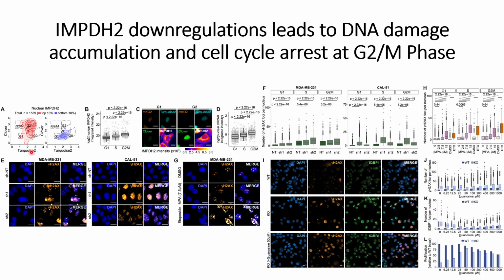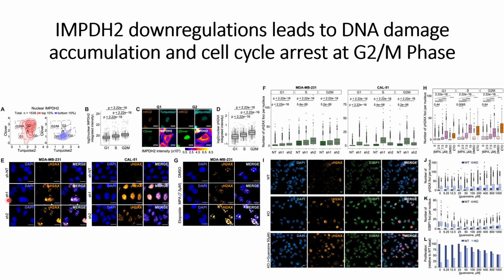Thereafter, they wanted to check. So far in panels A, B, C, and D, they do not knock down IMPDH2. So it is just the inherent characteristics of the breast cancer cells, that have more DNA damage properties. Now they wanted to check whether it's the IMPDH2 that causes this DNA damage.